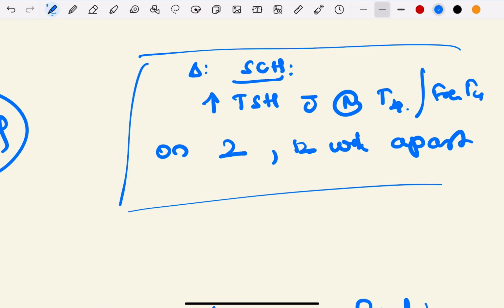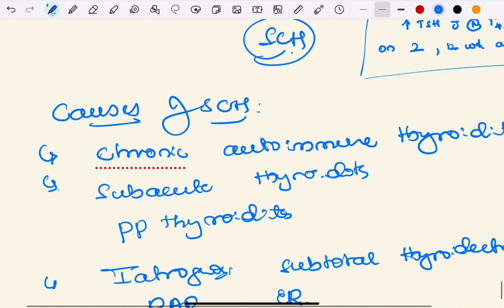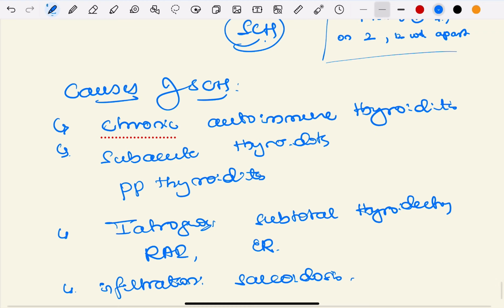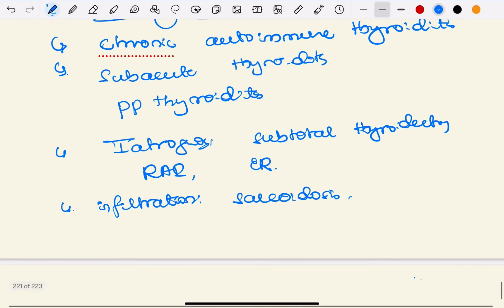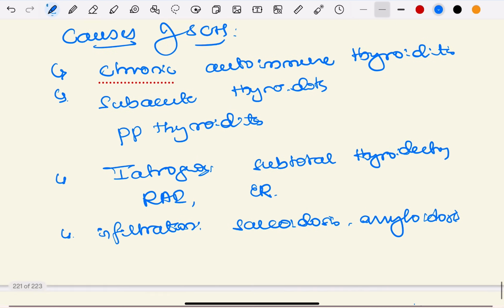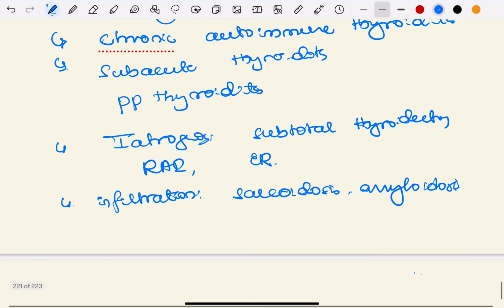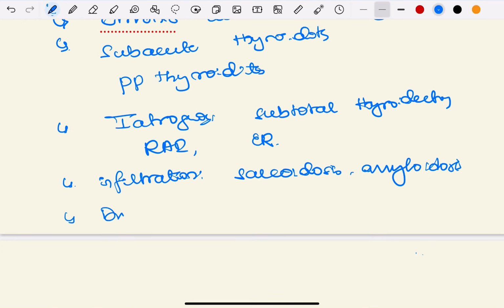So what are the causes of this subclinical hypothyroidism? Causes of subclinical hypothyroidism include chronic autoimmune thyroiditis, or subacute thyroiditis, then postpartum thyroiditis, then iatrogenic causes like subtotal thyroidectomy or radioiodine therapy or external radiation for other malignancies in the head and neck region, and infiltrations like sarcoidosis, amyloidosis. So these are some causes of subclinical hypothyroidism. Don't forget drugs again.